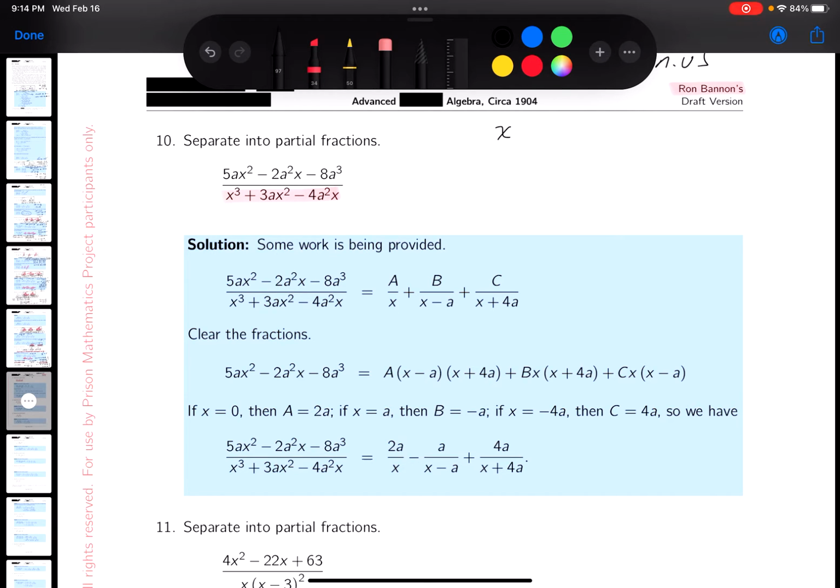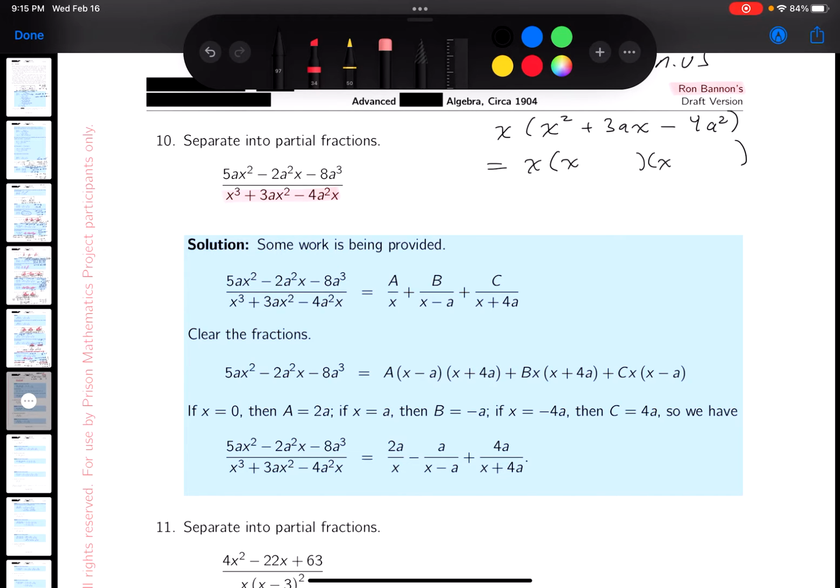To factor that denominator, you would factor out an x, and you'd be left with x squared plus 3ax minus 4a squared. And then I would factor that. It's quadratic. I want to get these linear factors if I can. I'm going to say x and x, and then it looks like 1 and 4.